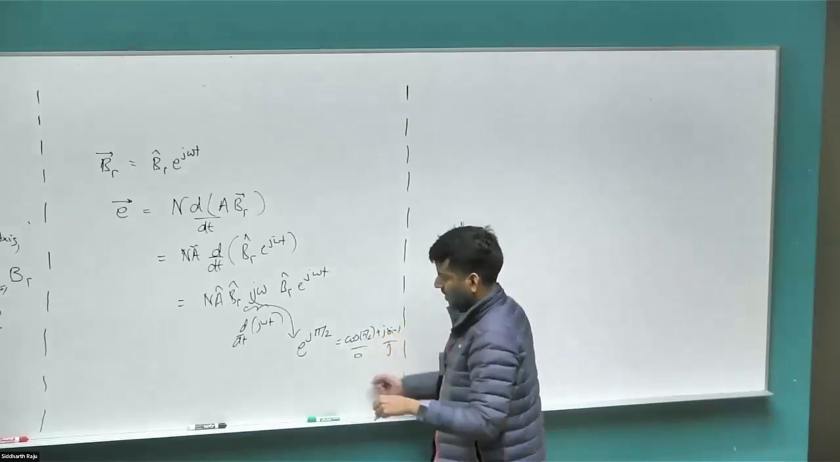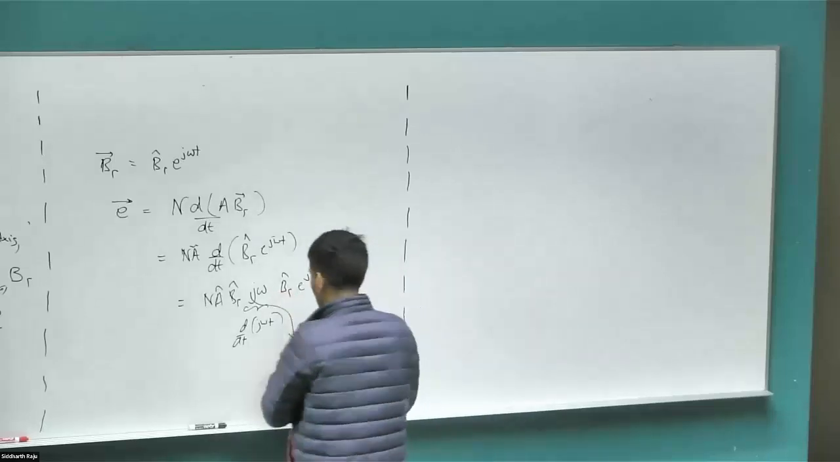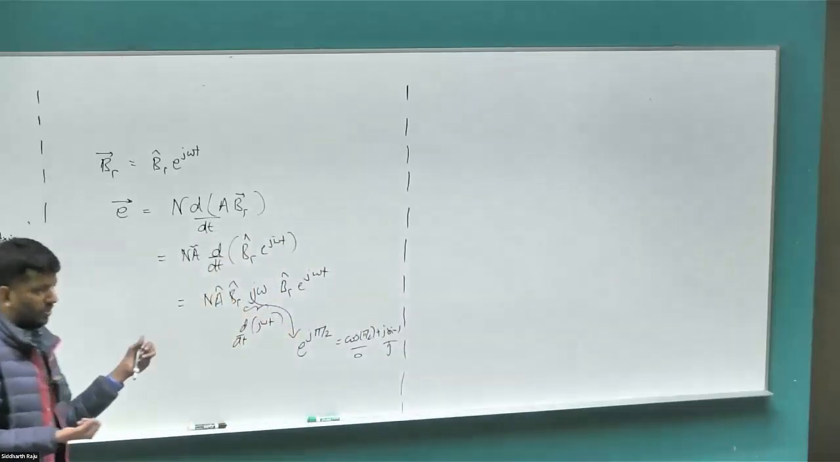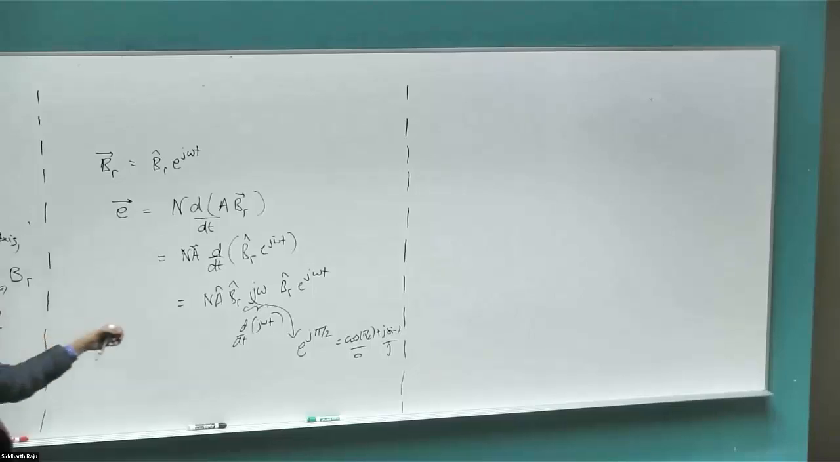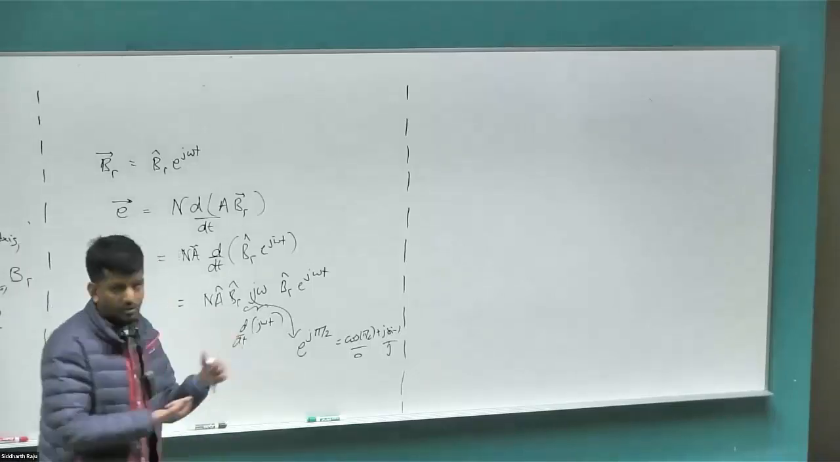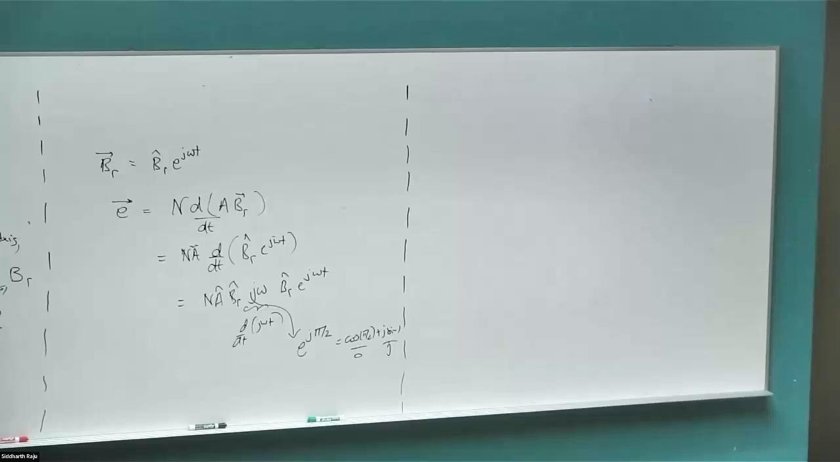This term is j, exactly what we have there. So what is this e power j pi by 2 doing? That's basically the rotational transform. You take any vector, multiply by e power j theta, it's rotating the vector by an angle of theta. So that's exactly what we have done there.